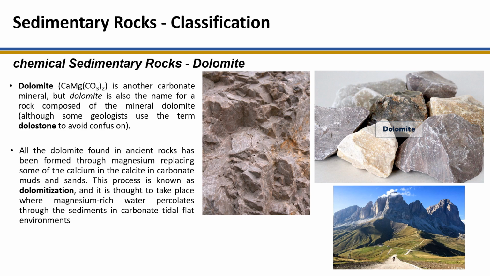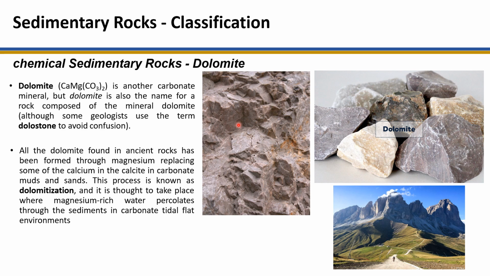Another classification of chemical sedimentary rock is known as dolomite, where it has an extra chemical component in calcite, which is magnesium. So dolomite is also the name for a rock composed of the mineral dolomite, which is CaMg(CO3)2. This rock is often referred to as dolostone. All dolomite found in ancient rock has been formed through magnesium replacing some of the calcium in the calcite in carbonate mud and sands. This process is known as dolomitization.